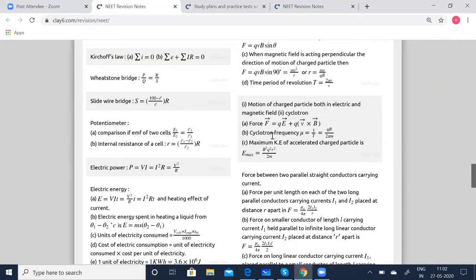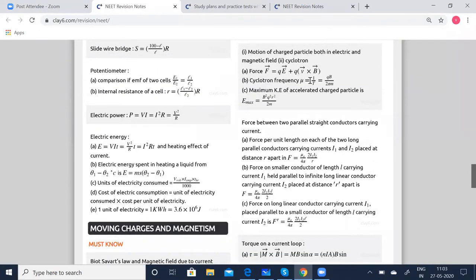Next, cyclotron. It is used to accelerate particles to a very high speed. So the frequency is given by nu is equal to 1 by T, which is equal to qB by 2 pi m. The path traced by the particle in a cyclotron is circular. That is why we have taken it as 2 pi m, where m stands for the mass, B is the magnetic field intensity, and q is the charge. 1 by T, where T is the time period, so nu is going to be the frequency. So if you are asked to calculate the frequency of the cyclotron, you can directly use this formula qB by 2 pi m.